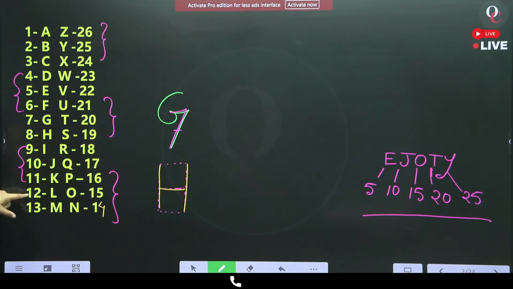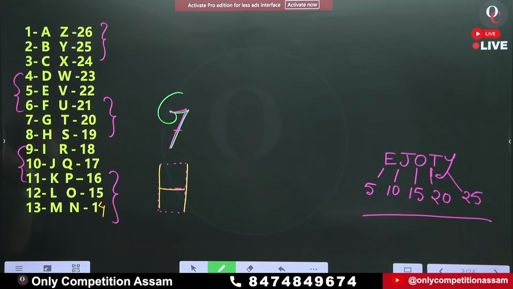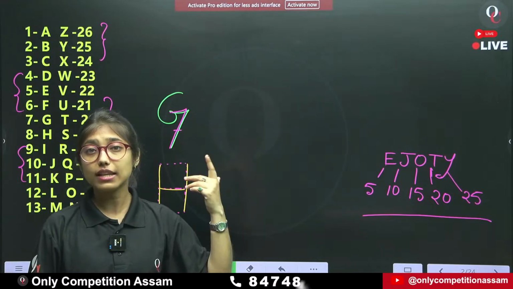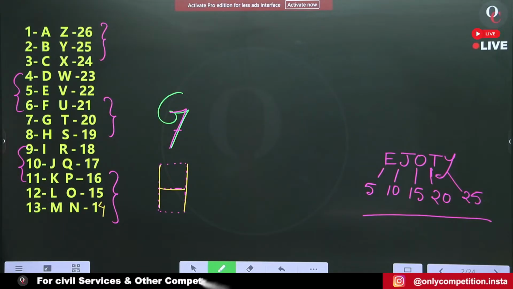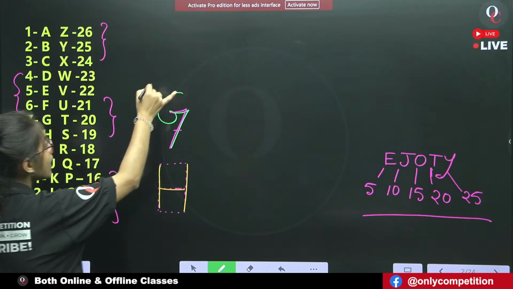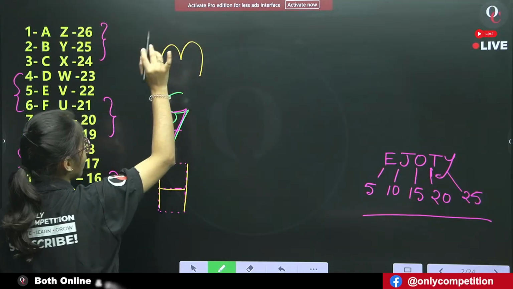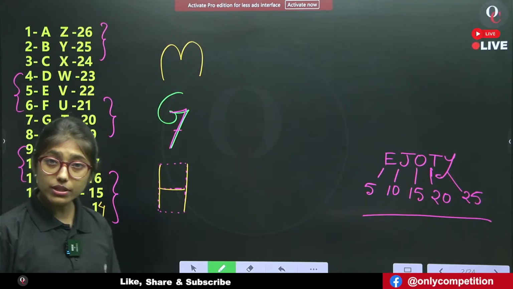After that, 12. For 12, what do we say? Love में 12 बज गया. ठीक है? Love में 12 बज गया. And therefore, we can learn L's position value is 12. M looks like the McDonald's symbol, isn't it?